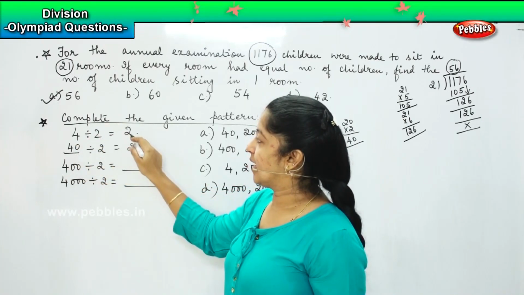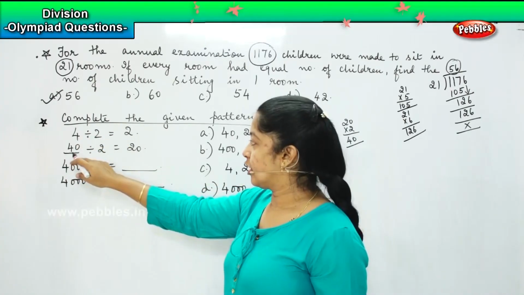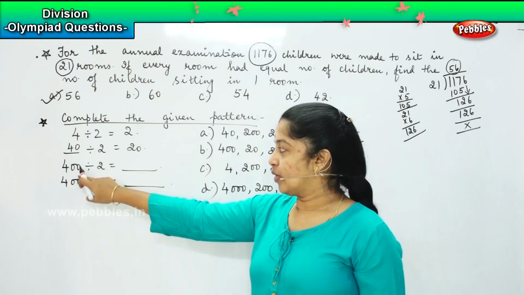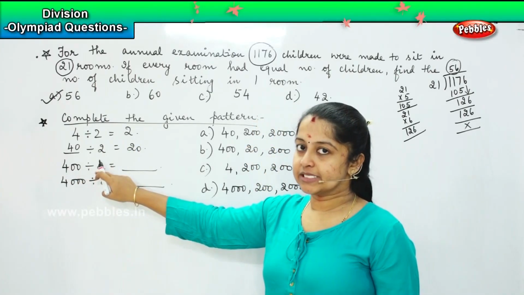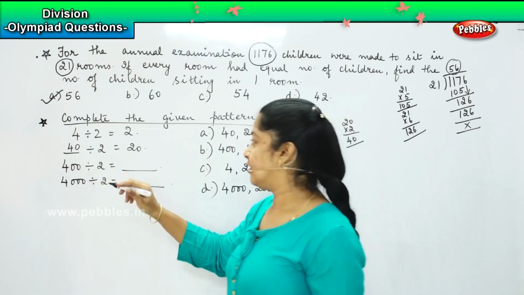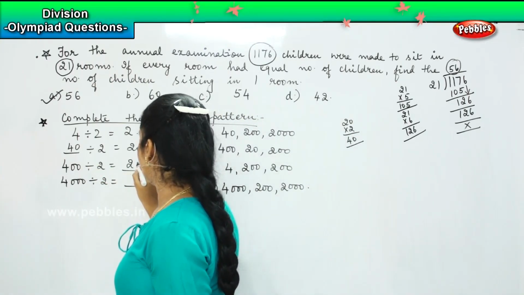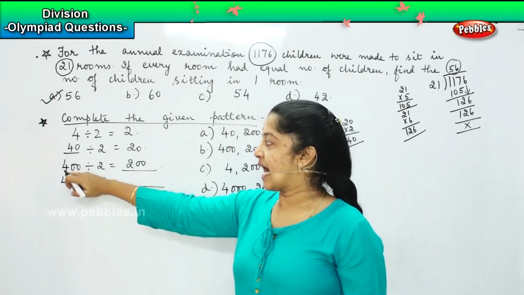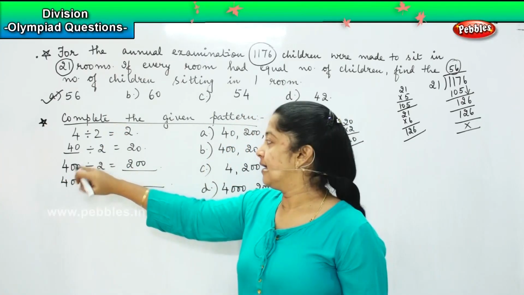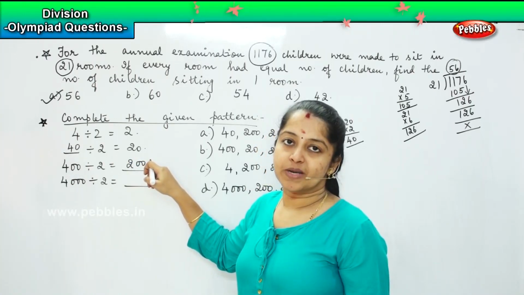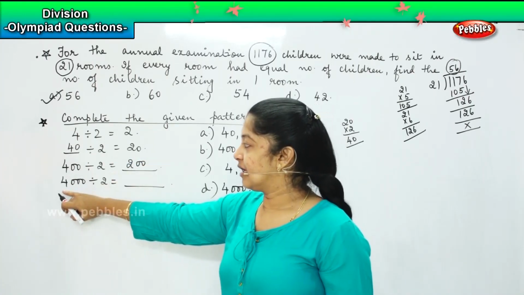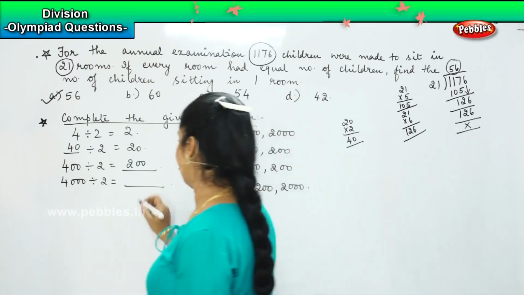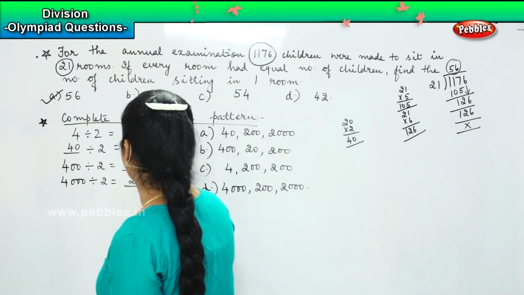When 4 is divided by 2, I get the answer 2. When 40 is divided by 2, I get the answer 20. So when 400 is divided by 2, what will be the answer I'll get? Very good. It will be 200 because the first numbers are remaining the same. How many zeros are added towards your right hand side? That many zeros are added towards my number here. Okay. So similarly, 4000 divided by 2 is how much? Good. It will be 2000.